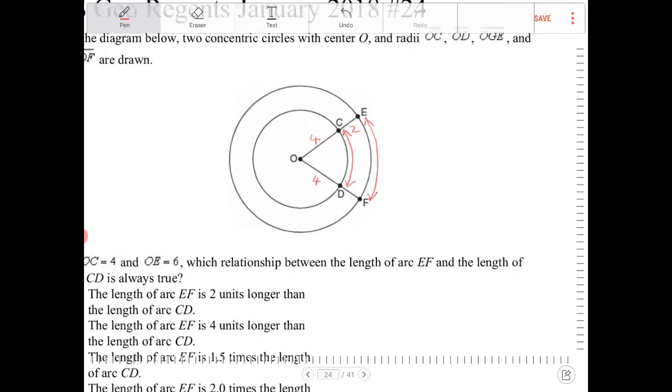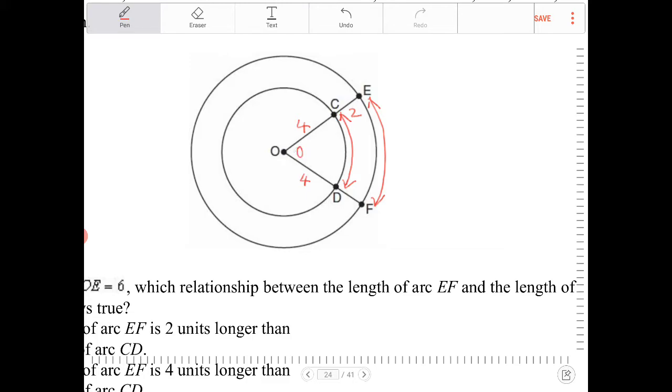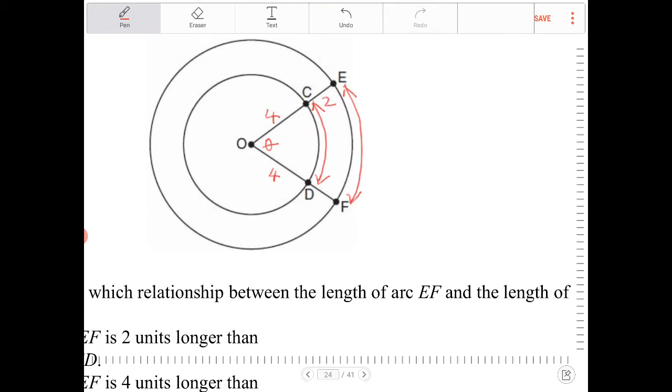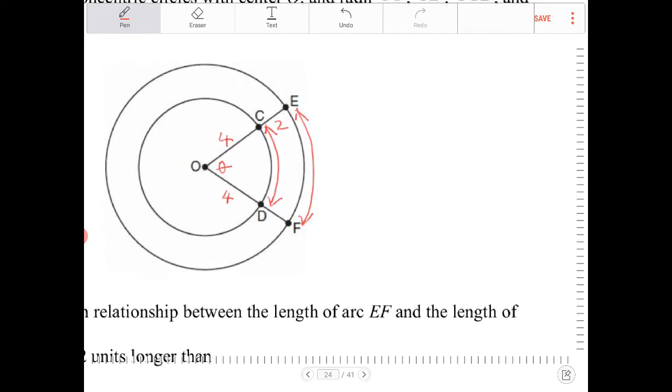we don't know what this angle is, but what we do know is that this angle here is being shared by both the large circle as well as the small circle. And if you recall the arc length formula, arc length, which is usually denoted by the letter S, has a formula of theta times r, where theta here is in radians.